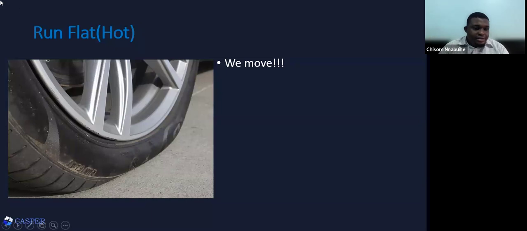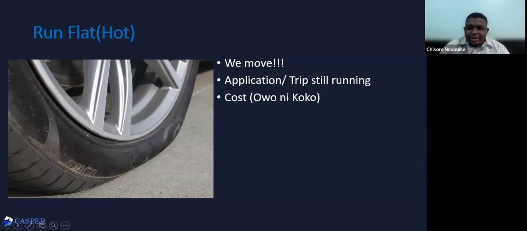Then we're moving possibly to the permanent side. So your application is still running, your trip is still running. One of the differences there is that, yes, eventually you need to stop, but most likely you get where you're going to and then stop and then start making arrangements to fix the puncture. So another angle to it is the cost.